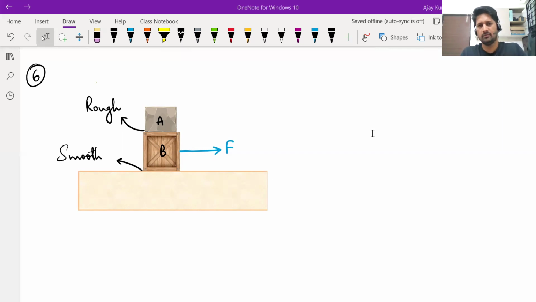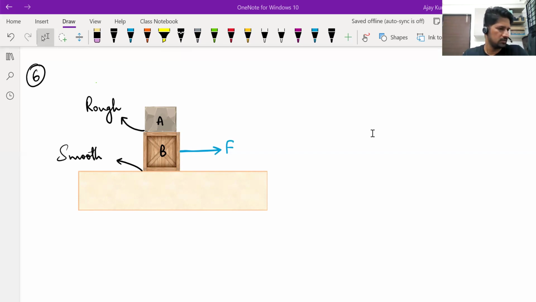Why will A move? We are not exerting a horizontal force on A. Surface between A and B is rough. Just because it is rough doesn't mean it has to move. Okay, fine. So you all are convinced that both of them will move. Will they move together? Yes, sir.